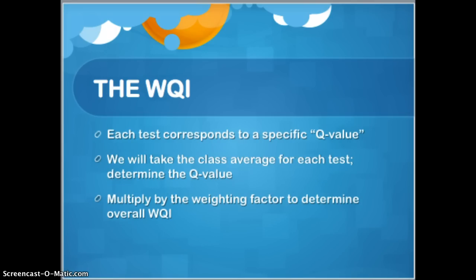So back to the WQI. Each test corresponds to a specific what we call Q value. So you'll conduct each one of these tests, and with each test you'll come up with the Q value by taking the measurement that you get from your data and multiplying it by the weighting factor, and that gets you a Q value. What we'll do in class is take the overall class average. So we're going to have 4 groups probably, each measuring each one of these tests, and we'll do the class average to get the overall Q value for the stream.